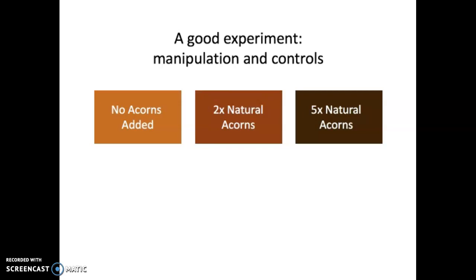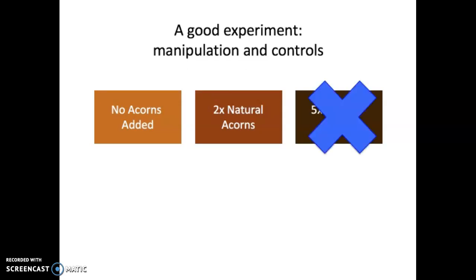We want to think here about which of these is a manipulation and which is a control treatment. If you recall from earlier classes, the way to think about a control versus a treatment is whether something has been manipulated or not. So our no manipulation here is the situation where there are no acorns added, and that'll be the control that we're making comparisons to in this case.